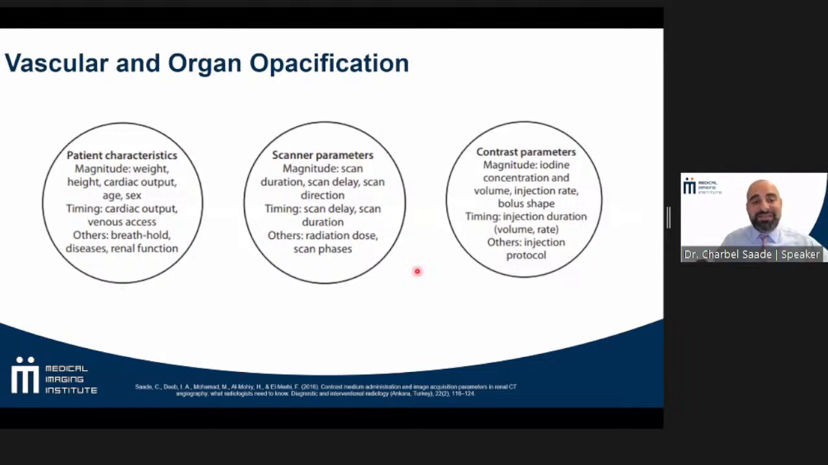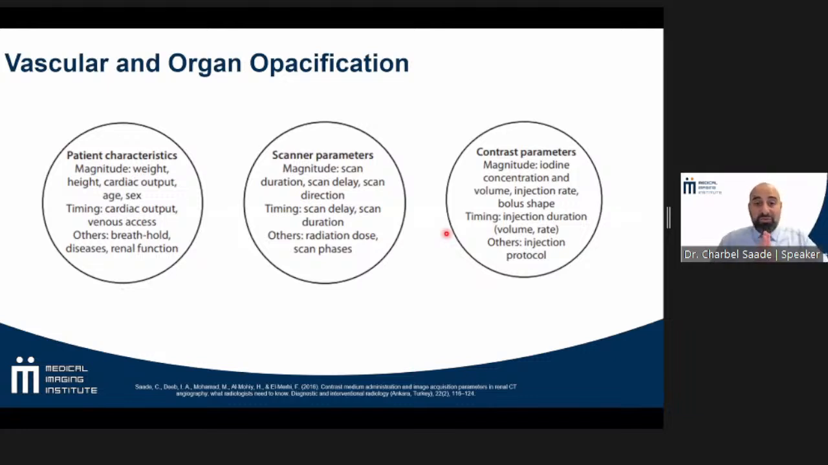And when you're looking at vascular opacification, again, we're looking at patient characteristics, so weight, height, cardiac output, age, and scanner parameters. Now with iterative reconstruction, we can start using 80 kVp, even 70 kVp techniques for smaller patients with a BMI of 21, for example. And of course, when you're looking at contrast media parameters, if you're going to have to do a CTA and it's in the internal jugular vein and you have to do a hand injection, this is when you're going to have to rethink how you're going to deliver your contrast and how to time.